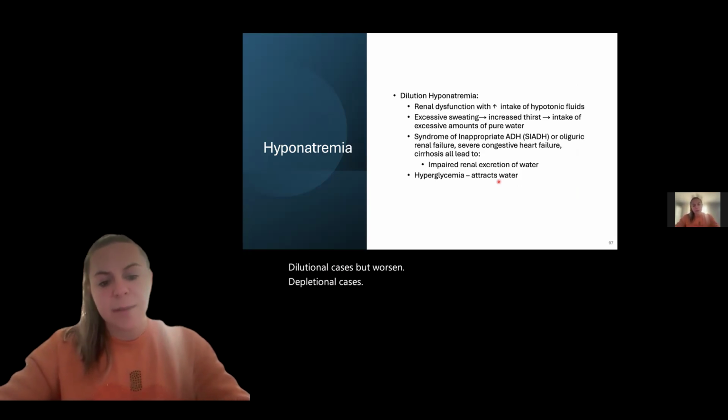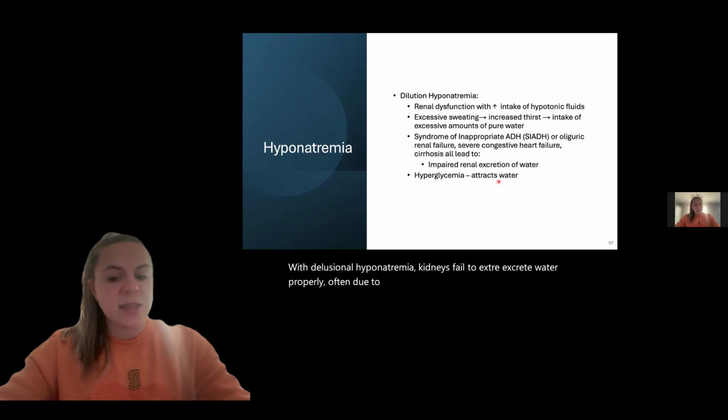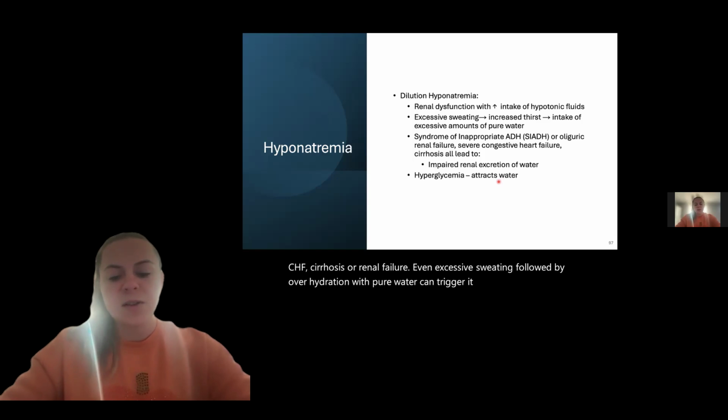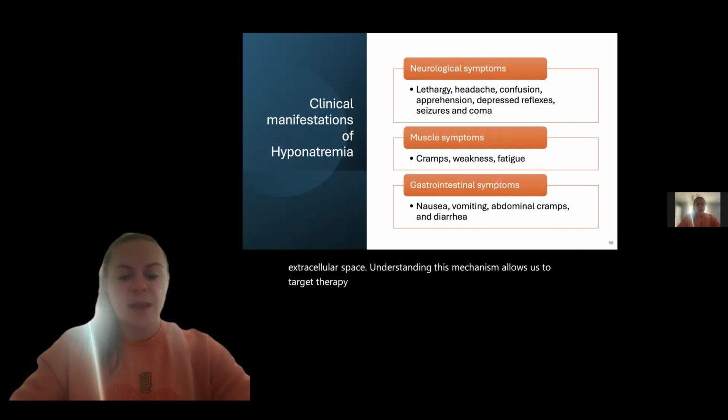With dilutional hyponatremia, kidneys fail to excrete water properly, often due to excess ADH, and this can happen in severe CHF, cirrhosis, or renal failure. Even excessive sweating followed by overhydration with pure water can trigger it. Hyperglycemia can also cause dilutional hyponatremia as glucose pulls water into the extracellular space. Understanding this mechanism allows us to target therapy appropriately.